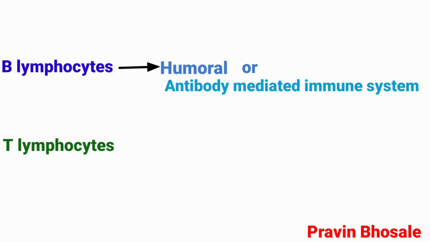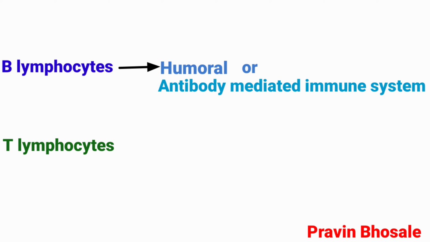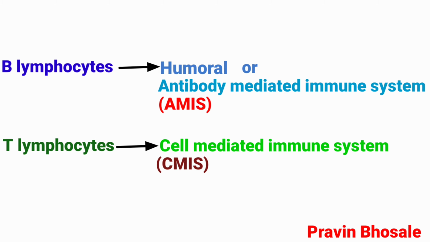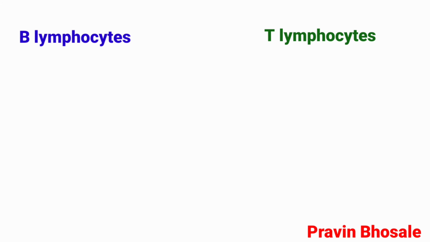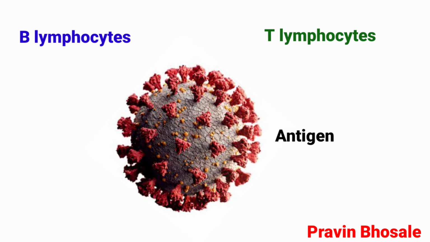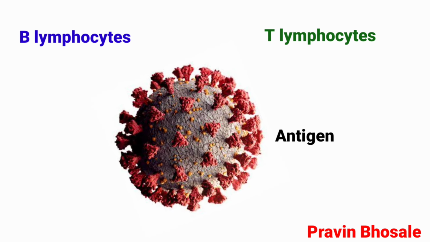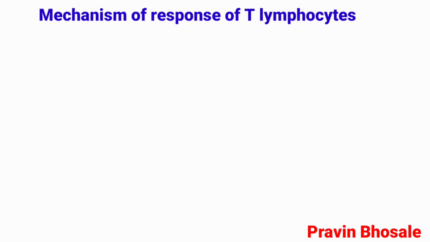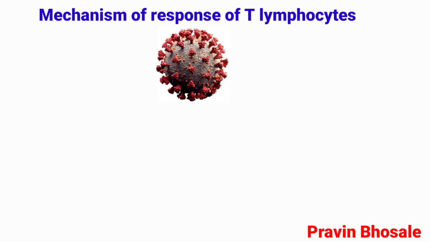The B lymphocytes and T lymphocytes form the humoral or antibody-mediated immune system, AMIS, and the cell-mediated immune system, CMIS, respectively. Both immune systems need antigen to come into action, but they respond in different ways. Mechanism of response of T lymphocyte to antigen.